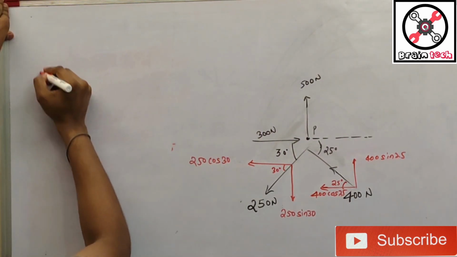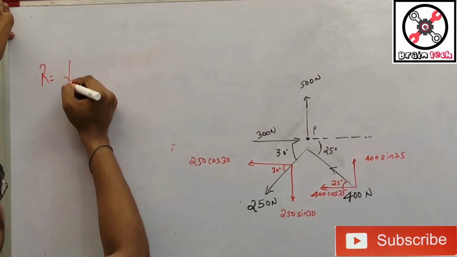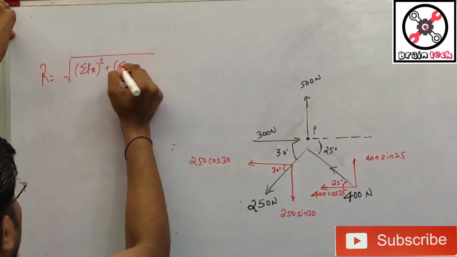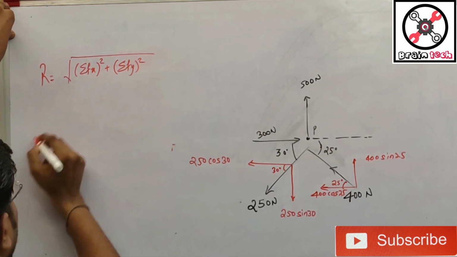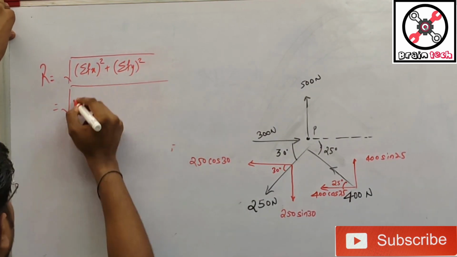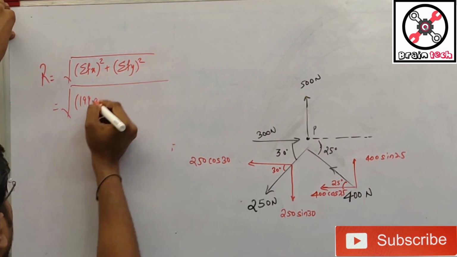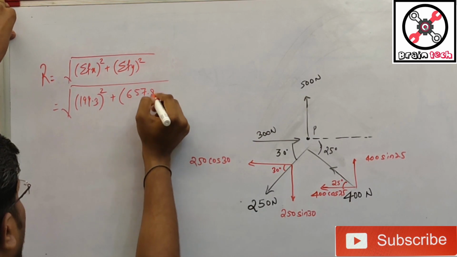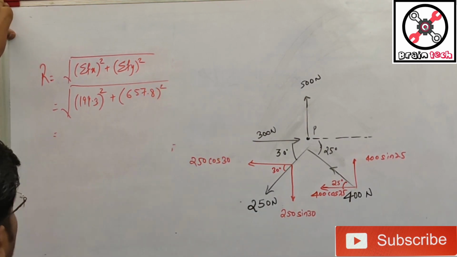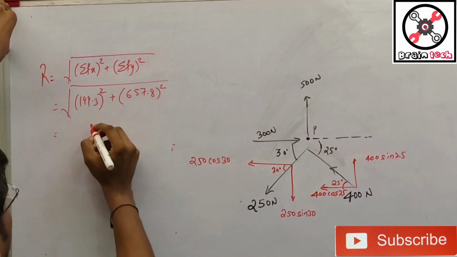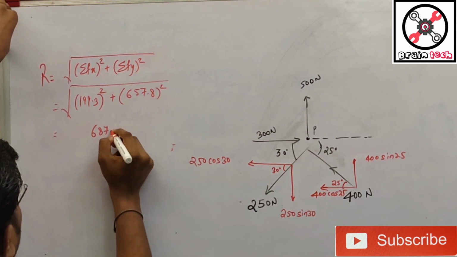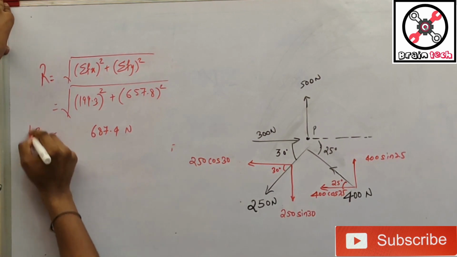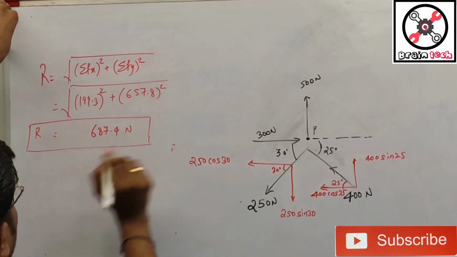Now to calculate the resultant, as they have asked in the question. The formula says the root of summation f of x the whole square plus summation f of y the whole square. So root of f of x value, which is 199.3 the whole square, plus 657.8 the whole square, which comes out to be 687.4 Newton. This was what they have asked in the question.